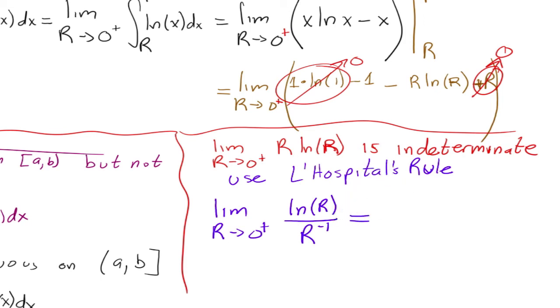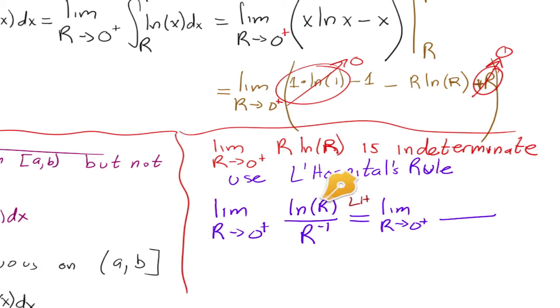Okay, so using L'Hopital's rule. The reason why I can use L'Hopital's rule is because the top is going to infinity, the bottom is going to infinity, right? Because r to the negative 1 is really 1 over r. So if the denominator is going to 0, then the whole thing is blowing up to infinity.